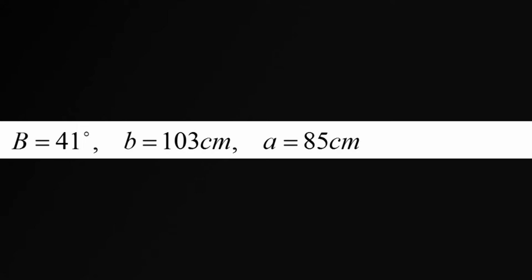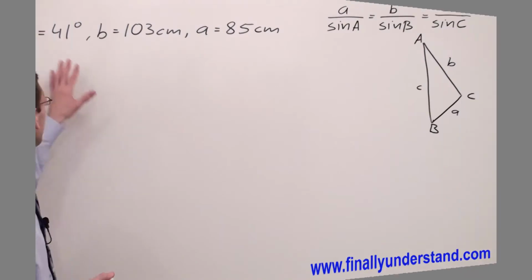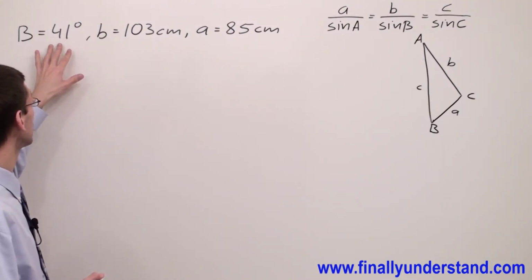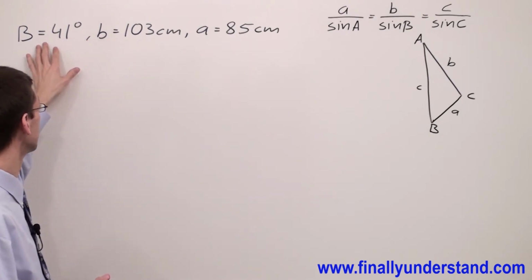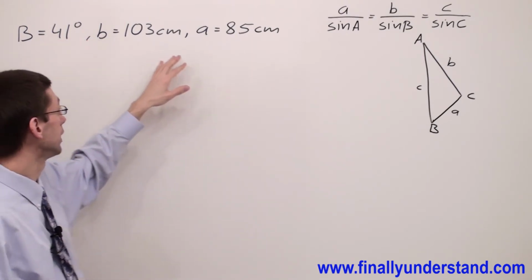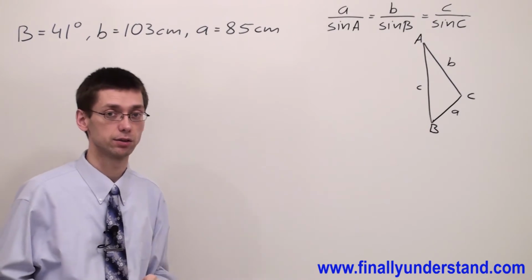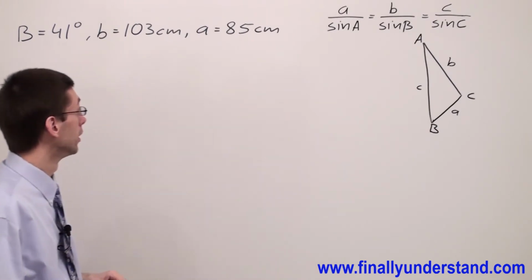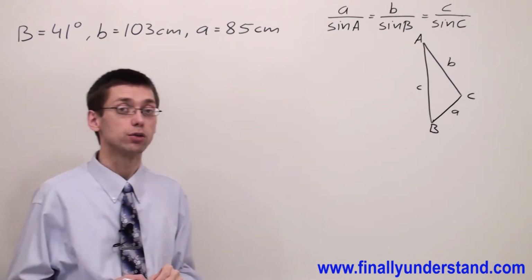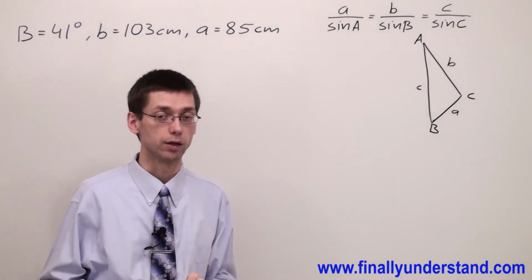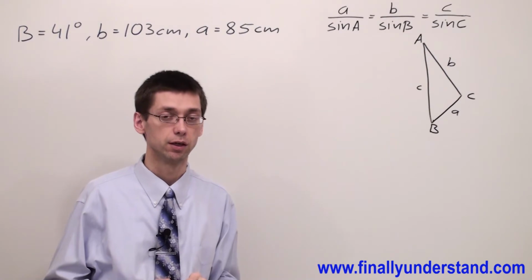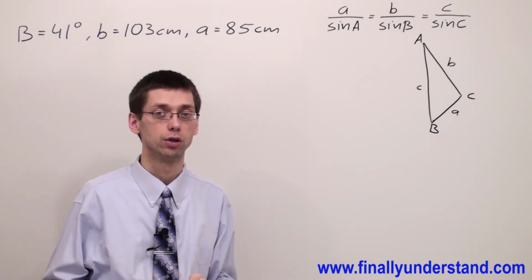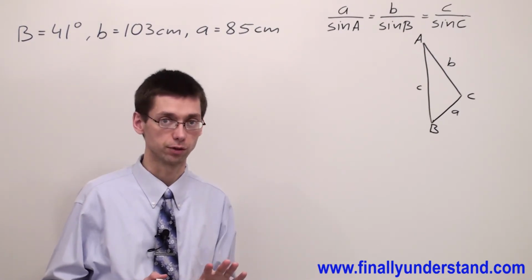Let's take a look at this example. We are given angle B, which is an acute angle. We are given the side opposite the given angle, and the side adjacent to the given angle. So when we have an acute angle given and two sides given, and one of them is the opposite side, we're supposed to consider three options for the answer.